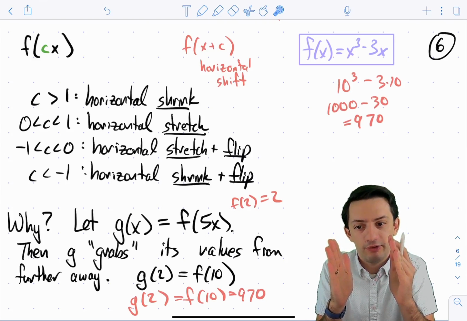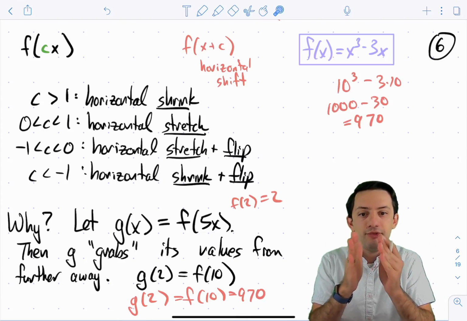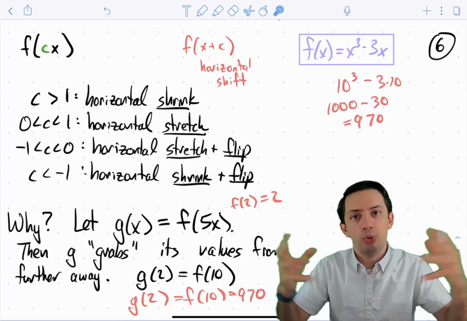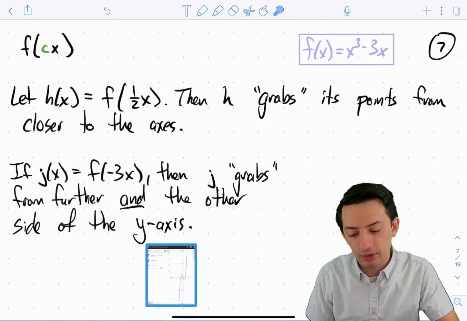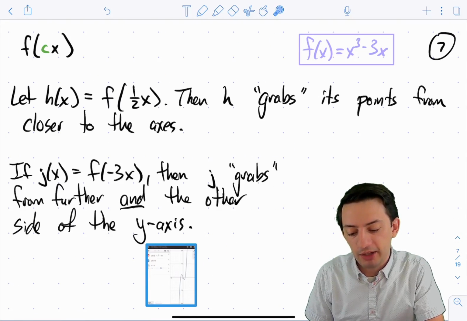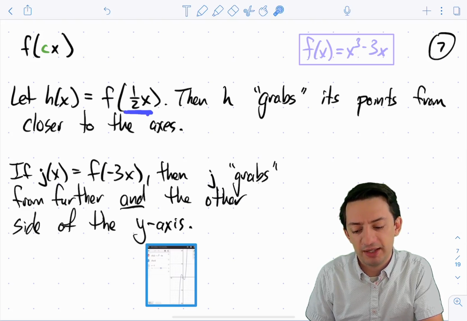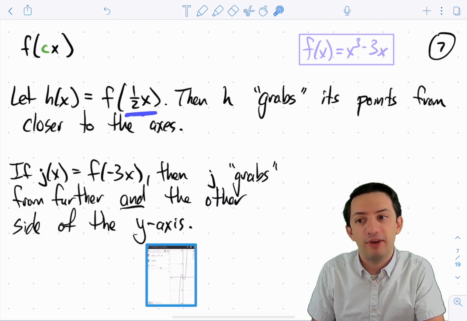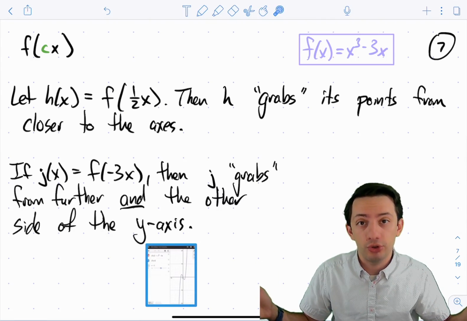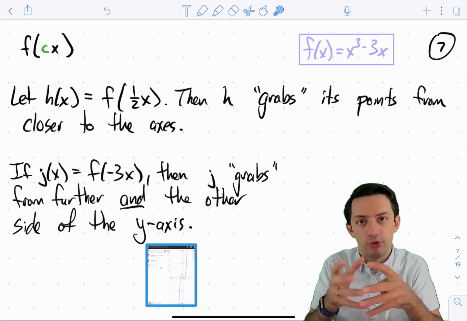And same kind of idea in reverse. If this were a 1/5, the values of f happen slower in g, so they get pulled out further apart. And once again, we have a nice little graph. I'm not going to write this one out, but it's the same kind of idea. If you have a 1/2, that means the things that happen in h, it takes twice as long for them to happen. The value of h at 2 is the value of f at 1. So the values get spread apart further. That's a stretch.